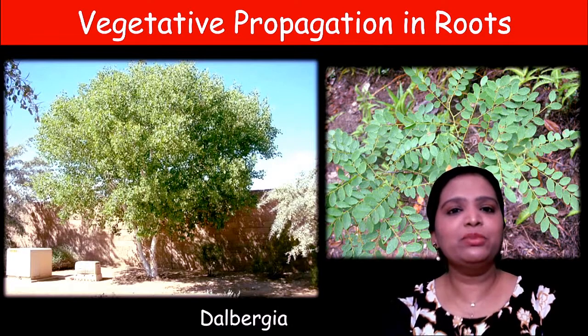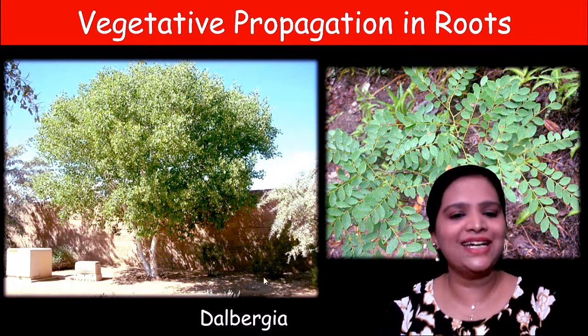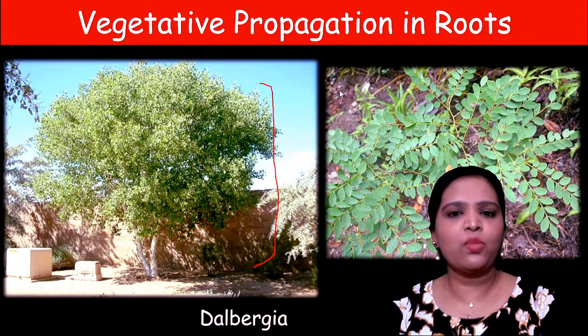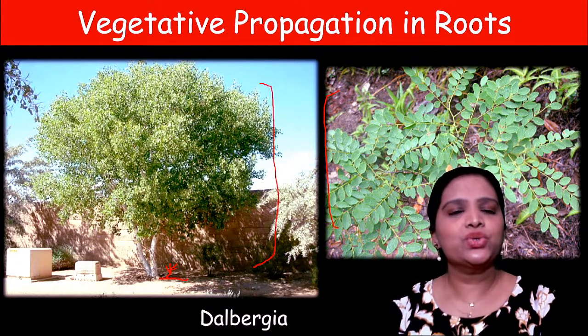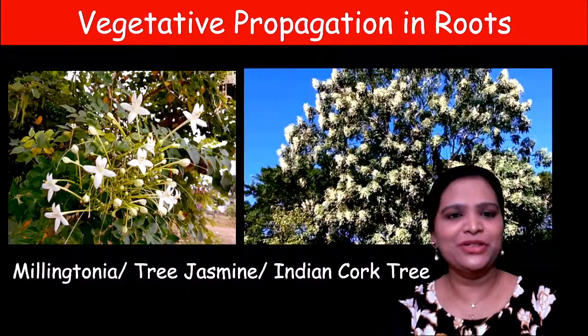Another example for vegetative propagation by root system modification is Dalbergia. Dalbergia is a very huge tree. Okay, so we could see these small young ones which come from the root. For example, if this is the stem trunk of this tree, from this root system, here this young one will start developing from this adventitious bud. Okay, so another example is Dalbergia.